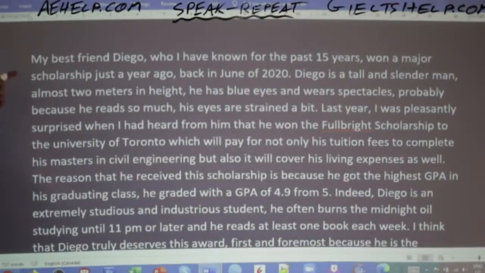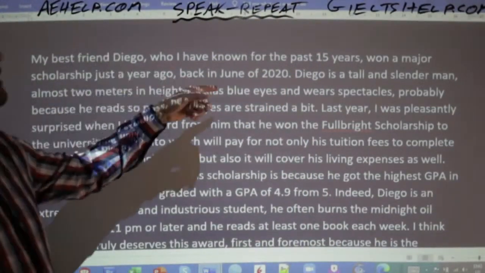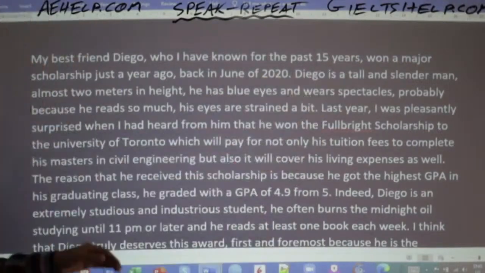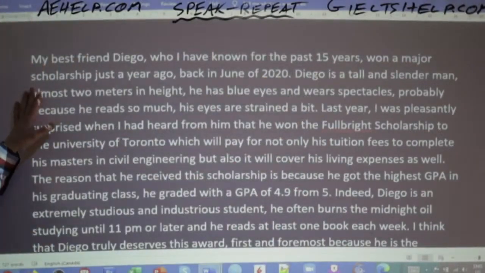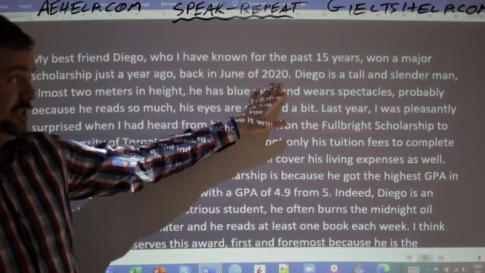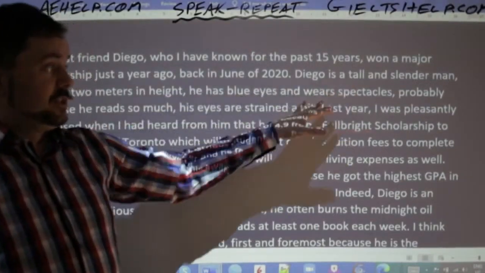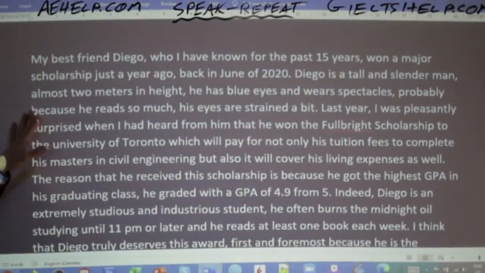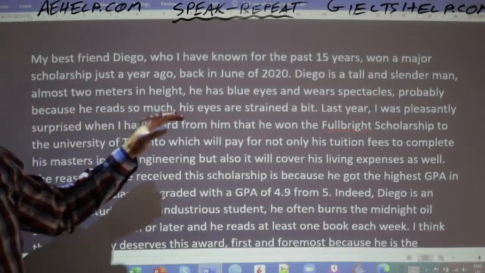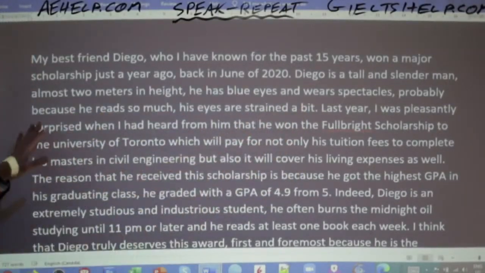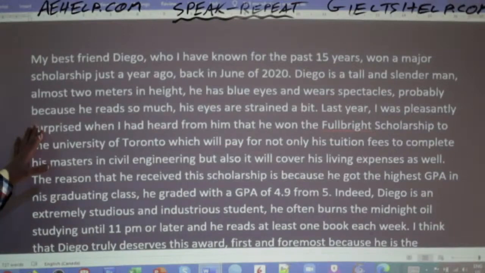One more time. My best friend Diego, who I have known for the past 15 years, won a major scholarship just a year ago, back in June of 2020. Diego is a tall and slender man, almost 2 meters in height. He has blue eyes and wears spectacles, probably because he reads so much. His eyes are strained a bit.